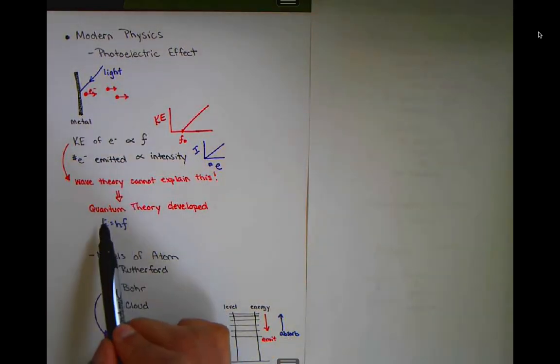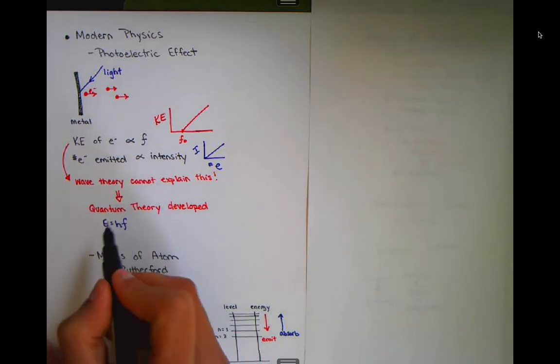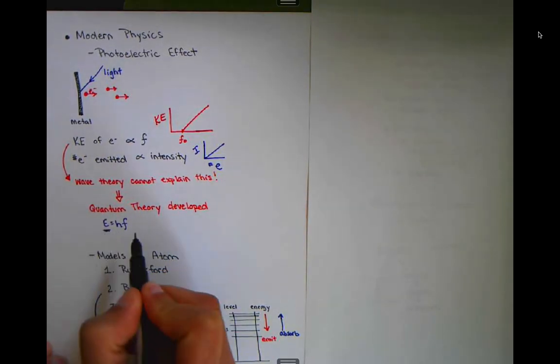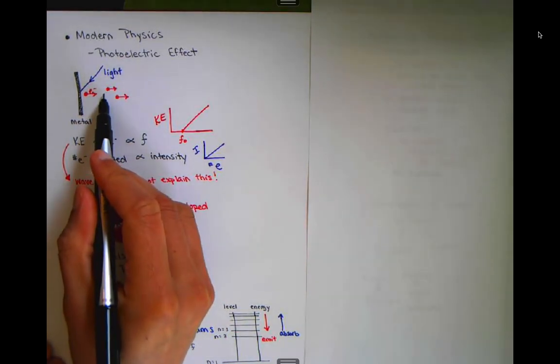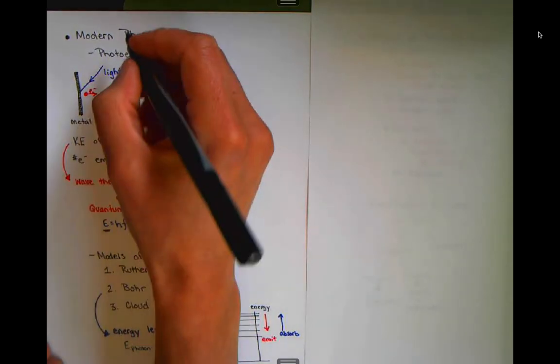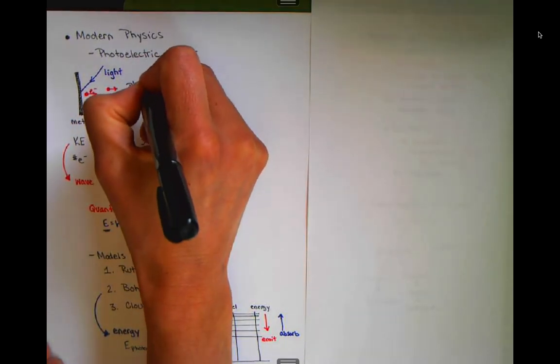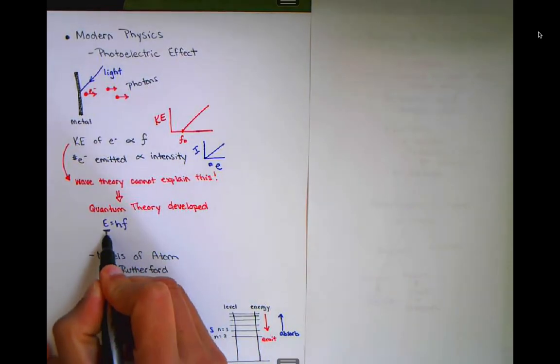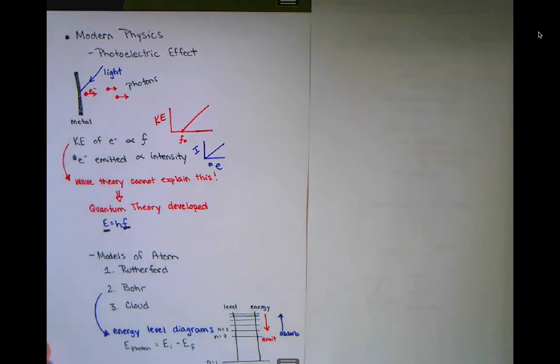And that's where the wave theory couldn't explain this. So we developed this new quantum theory, where the energy of those emitted electrons, we call them photons, particles of light, right? So these would be photons. The energy is related to the frequency of the light itself.